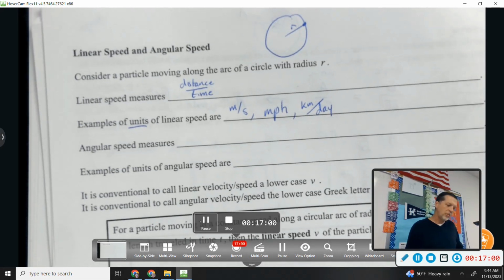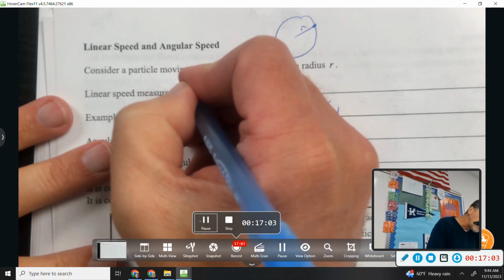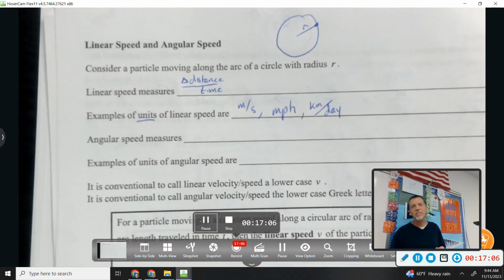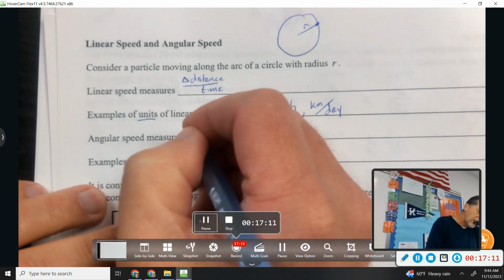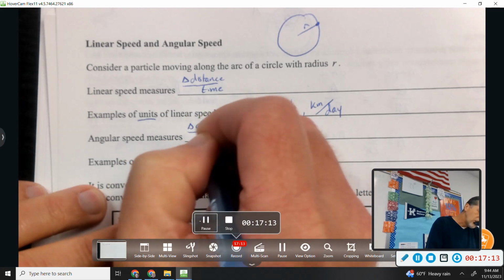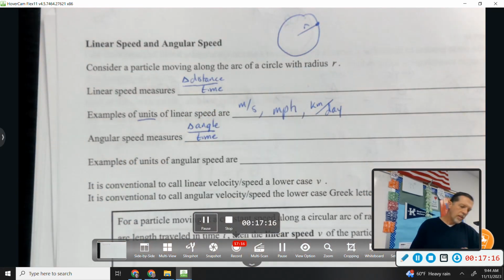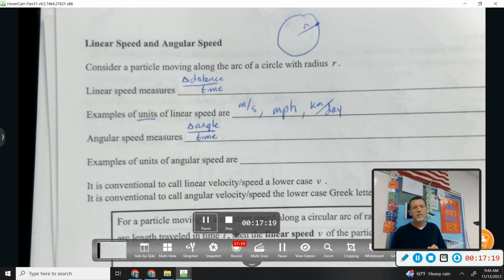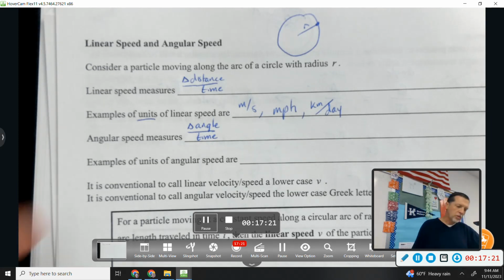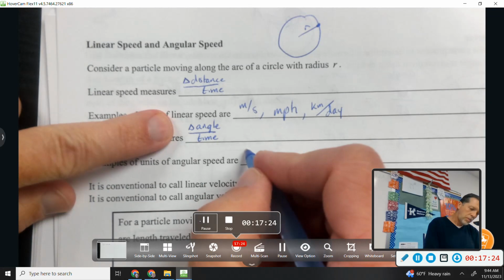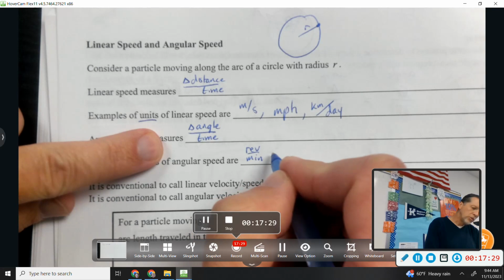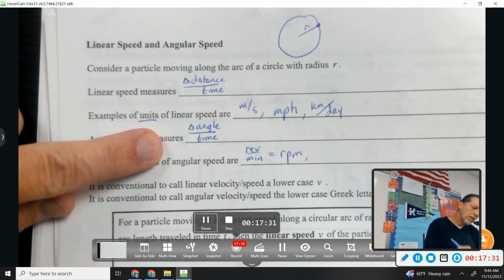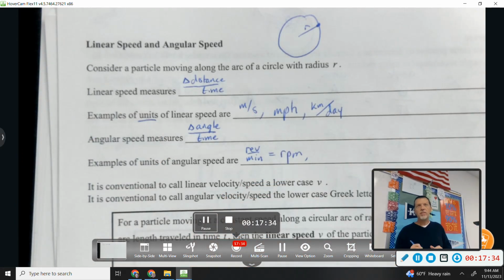Angular speed measures, let me back up a second. I'm going to put a little delta in front of that distance. Change in distance over change in time. Angular speed measures change in angle over time. So examples of units of angular speed. RPM. Is that change in angle? Yes. Revolutions per minute, which is the same thing as RPM. That's sort of the standard one that we're used to.